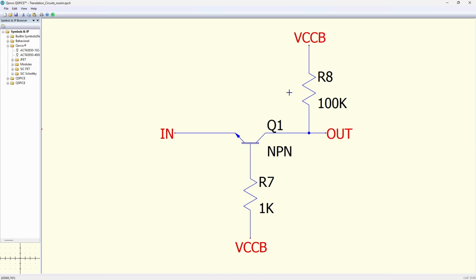You don't necessarily have to have the pull-up resistor, but if you don't, then the voltage at the output won't be as high.